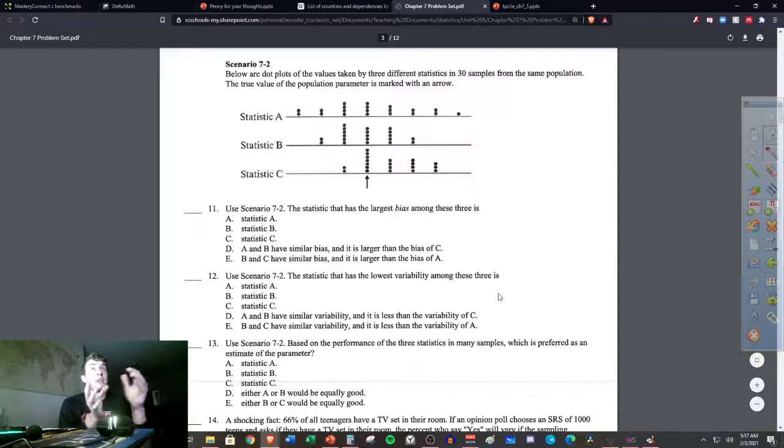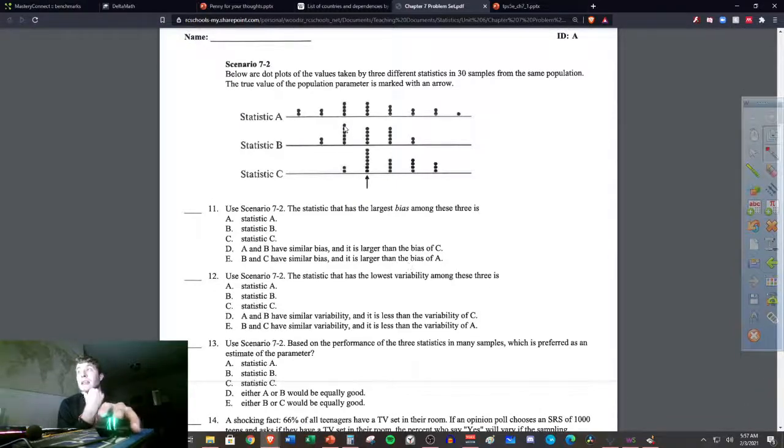So what we're looking for is the smallest spread, okay? Well, we can see looking at statistic A, it is the most spread out. So it's probably not that one, so it can't be A. Then we compare B and C. Is one of them less spread out, better than the other?